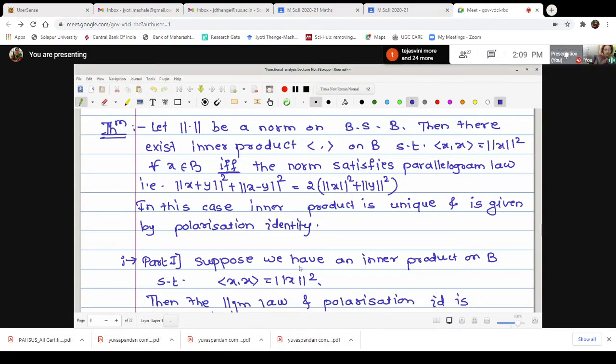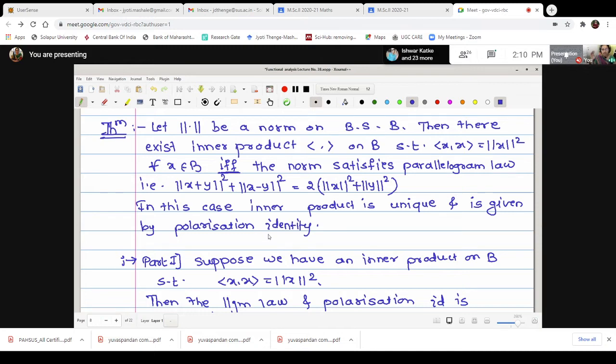That is, whenever I want to say that there exists an inner product, then it is sufficient to prove that the norm satisfies the parallelogram law, which is true in the reverse manner as well. And the inner product involved in this theorem was given by the polarization identity. The polarization identity is an identity we have just seen, right?